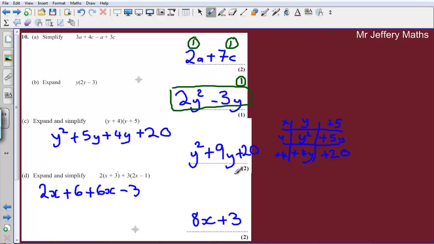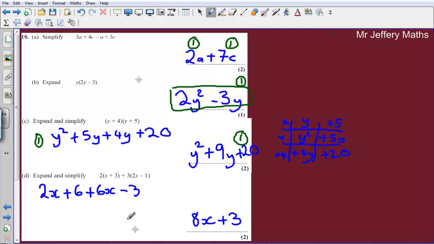Next one is worth 2 marks. You would get 1 mark for expanding it, and then 1 mark for simplifying it, so for getting this final answer. If you had just gone straight to y squared plus 9y plus 20, you would pick up both marks. So if you didn't write this bit out and just went straight to this, you'd still pick up both marks.